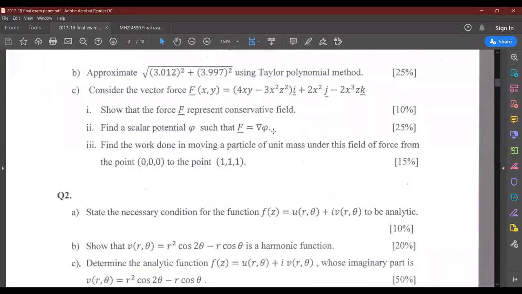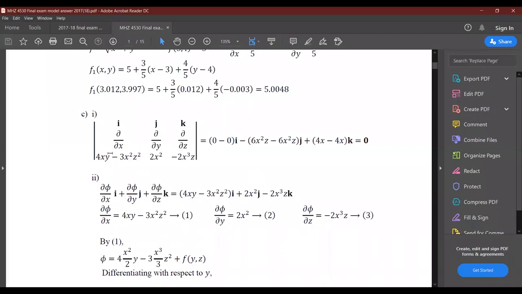Part C. Consider the vector. They have given us a three-dimensional vector. Show that the force F represents a conservative field. Proving that it represents a conservative field is a simple thing. It is a vector multiplication idea, so you just have to remember the format. They have written it in a matrix format.